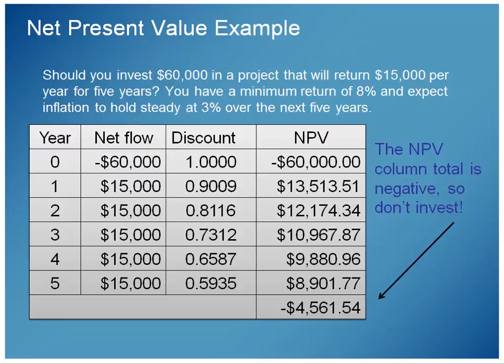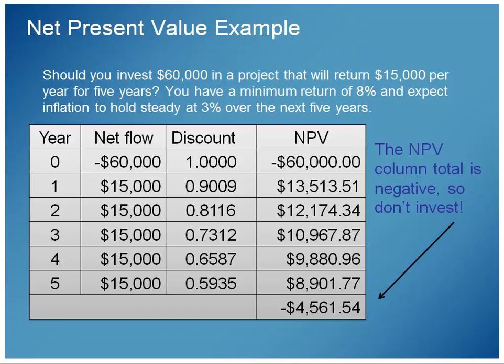So here's a question that they propose in the book, I believe. Should you invest $60,000 on a project that will return $15,000 per year for 5 years? You have a minimum return of 8% that's required as your organization's financial plan to do any kind of investment, and you expect inflation to be 3% a year over the next 5 years. So the question is, should you spend $60,000 to get 5 years of $15,000, which is, do the math real quick, $75,000? Seems like a good trade, right?